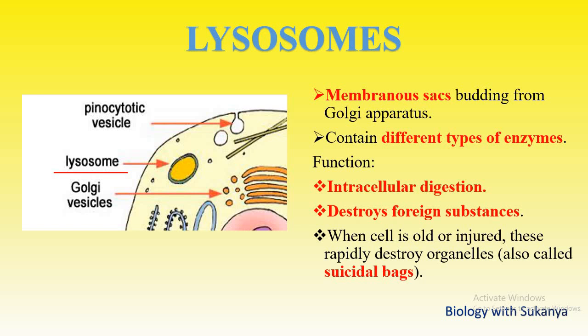They destroy any foreign substance. Whenever something unwanted enters the cell, these lysosomes kill them. When the cell is old or injured, lysosomes rapidly destroy the organelles. That is, if the cell is injured or old, then the lysosomes burst out and kill all the other cell organelles, and therefore the cell itself is killed. Therefore the lysosome is also known as the suicidal bag.